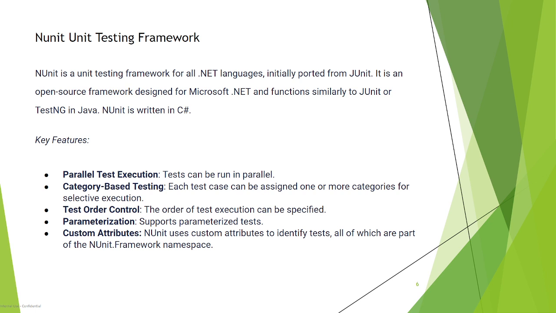Some of the key features: parallel test execution. Tests can be run in parallel. You might have come across TestNG, which is also used for running parallel test execution in Java, right? Category-based testing: each test case can be assigned one or more categories for selective execution. Test order control: the order of test execution can be specified. Parameterization: supports parameterized tests. Custom attributes: NUnit uses custom attributes to identify tests, all of which are part of the NUnit framework namespace.